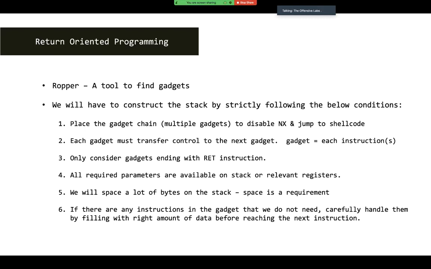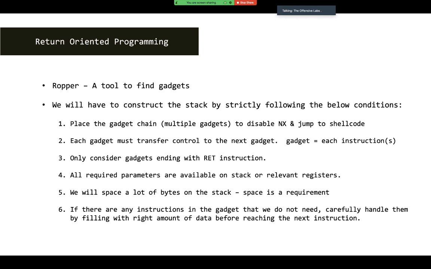And number 4, all required parameters are available on the stack or the relevant registers. So this is the most important part. Just like the system function, when we crafted the return to libc payload, we tried to arrange the stack in a way that the system function has everything ready by the time it gets executed. For instance, we have placed the address of the binsh string in the RDI register, right? Similarly, we should set up everything before we invoke any function, so that the function can pick up the required arguments from those registers.